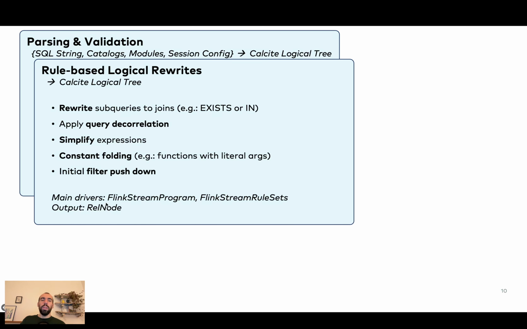The main drivers here are the Flink stream program. The Flink stream program defines all the phases that will now follow, the rule-based and cost-based optimization rules. And since we are operating in stream mode, not batch mode, at least this is what I'm showing here, the main drivers are the Flink stream rule sets. Flink stream rule sets contain all the optimizer rules that the Flink optimizer knows by today. And as I said, the input was RelNode, and the output will still be RelNode, logical RelNodes.